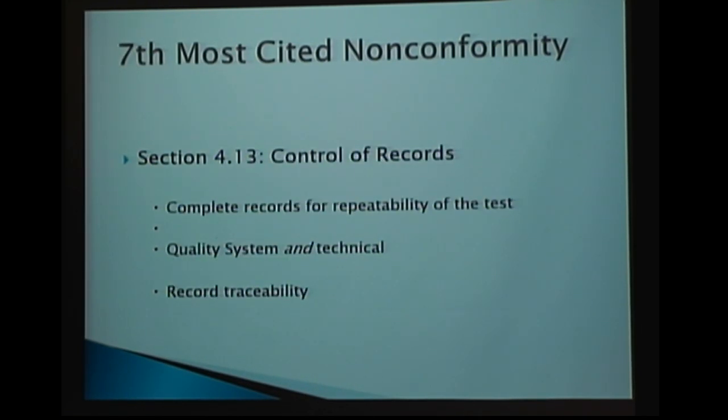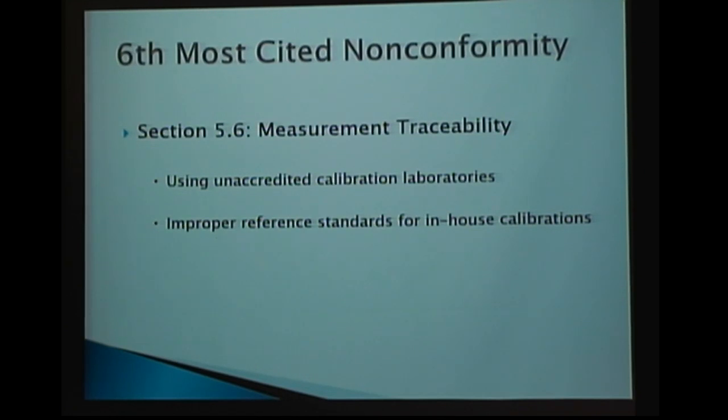Anyway, number 7, control of records, complete records for repeatability of tests. That's an important principle, by the way. You want to retain sufficient records so that you can recapitulate, in effect, repeat your test. I mean, if it's a destructive test, you cannot obviously repeat the test on the same sample, but you need records that demonstrate exactly how you did the test, who did it, what's the equipment, what time, etc.